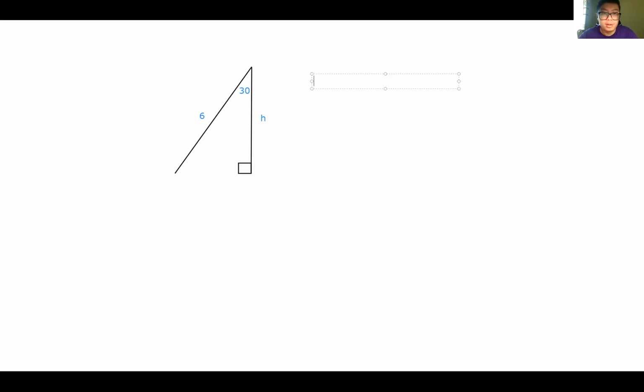Let's draw. So we have cosine of 30 degrees is equal to, so we said adjacent over hypotenuse. Adjacent is h, hypotenuse is 6.